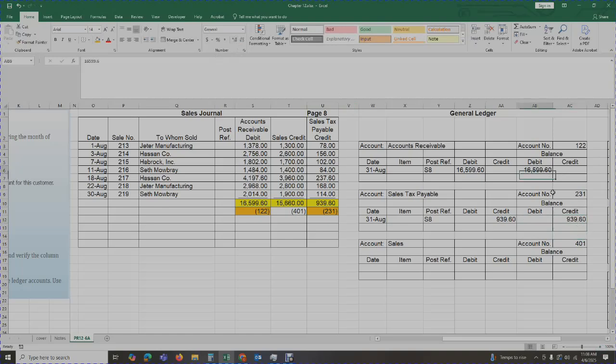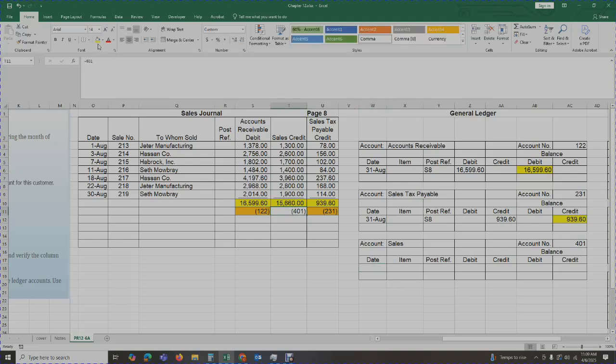Remember, these numbers are the ending balance of your account. As of that specific point in time, your accounts receivable has a balance of $16,599.60, comprised of all of these transactions. You have sales tax payable. This is money you've collected for taxes on all of these transactions. And we're going to record the sales.